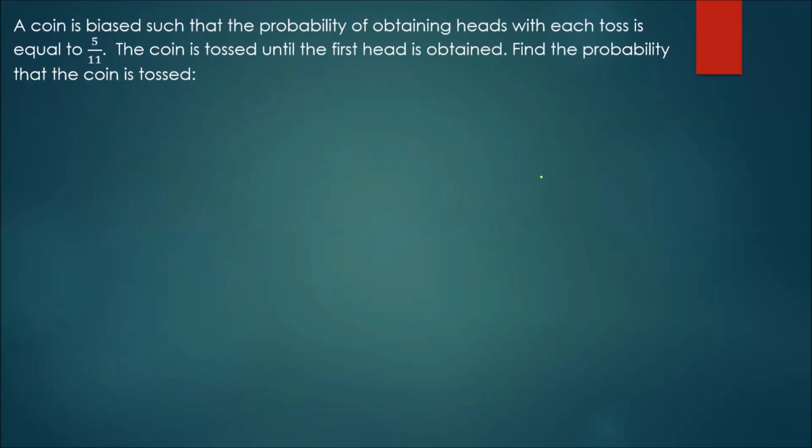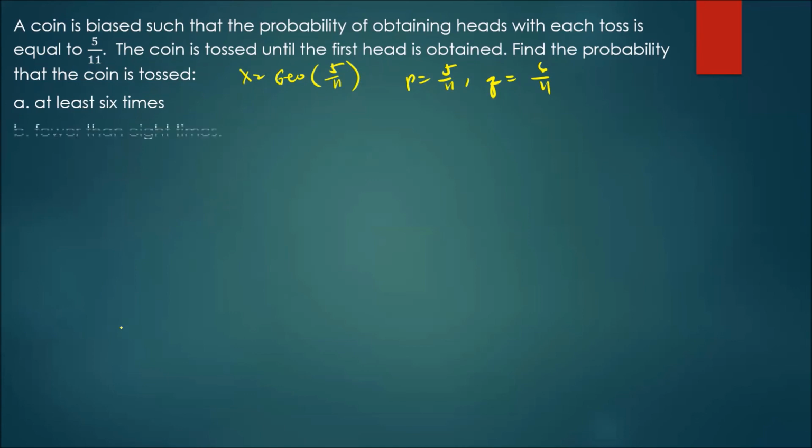Okay. Let's have another one. A coin is biased such that the probability of obtaining heads with each toss is equal to 5 by 11. So defining our distribution, probability of success is 5 by 11. Therefore, probability of failure is 6 by 11. Okay, so what are we solving? Find the probability that the coin is tossed at least 6 times and fewer than 8 times.